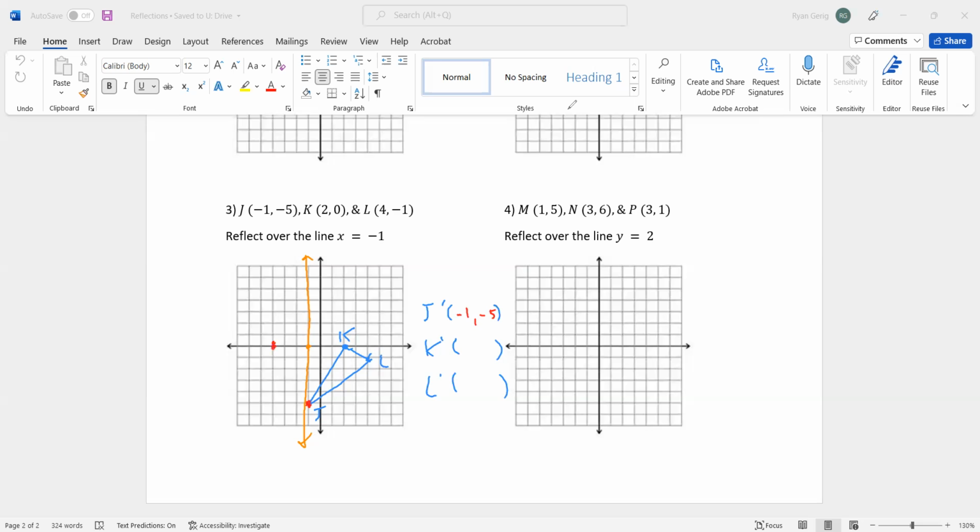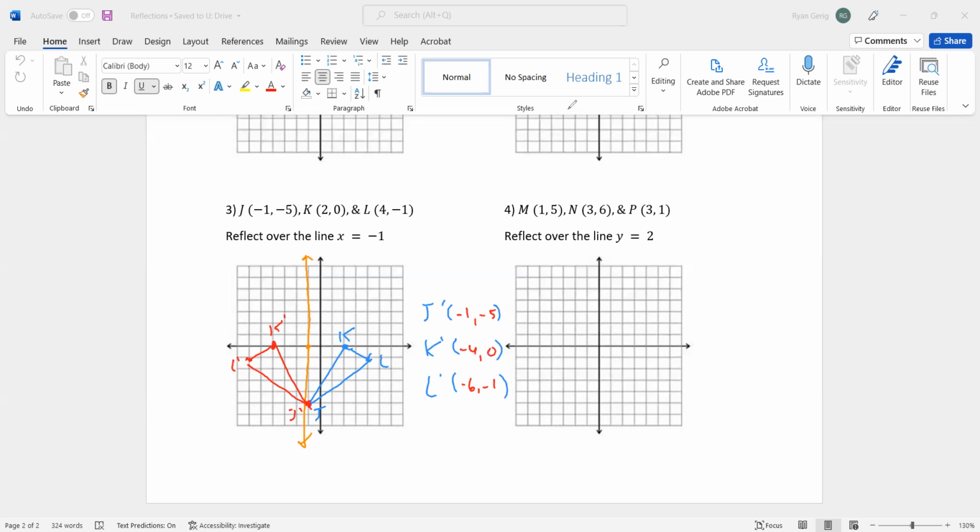It's not as easy as just shifting your x coordinate to be positive now, because K prime is -4, 0. And then L is 1, 2, 3, 4, 5 away. So I need to go 1, 2, 3, 4, 5 away, and that's at -6, -1. Label them real quick: J prime, same as J, K prime, and L prime.